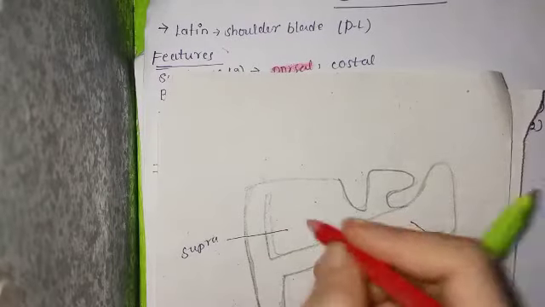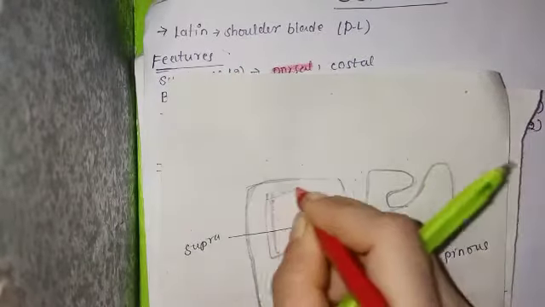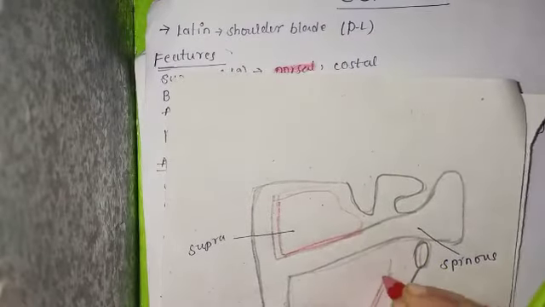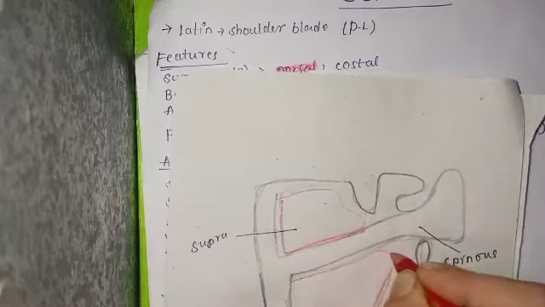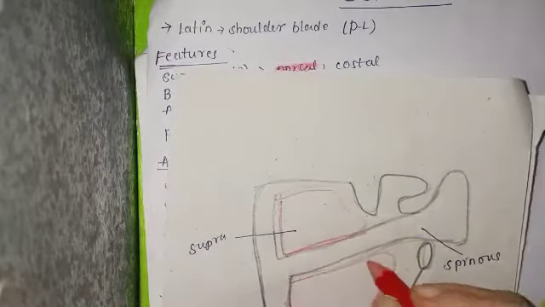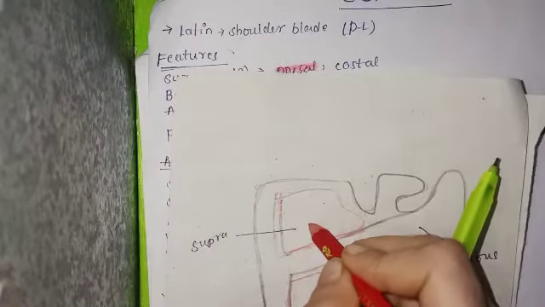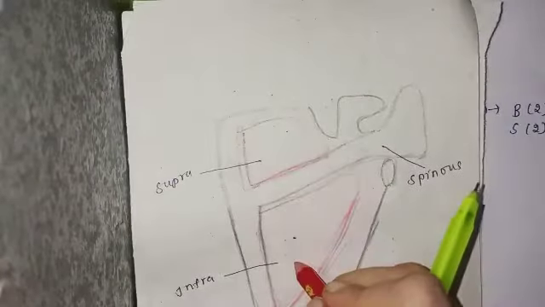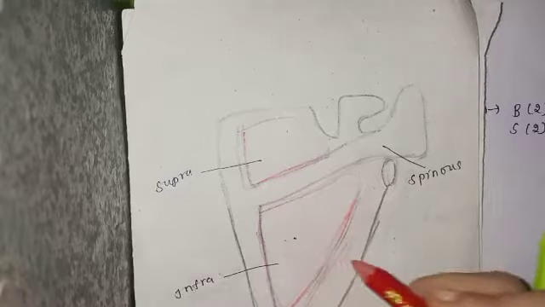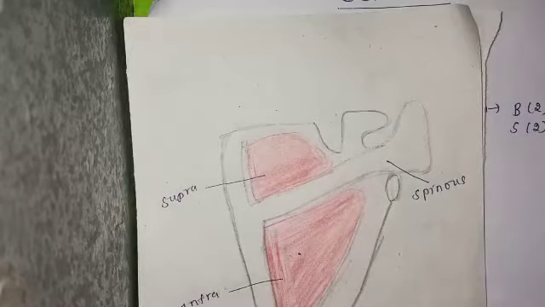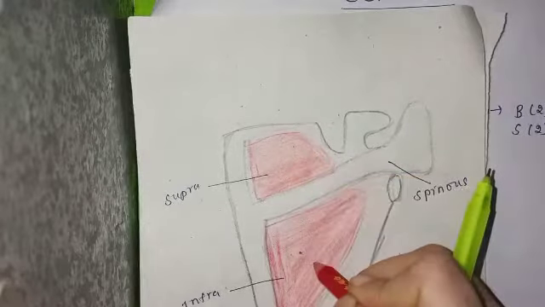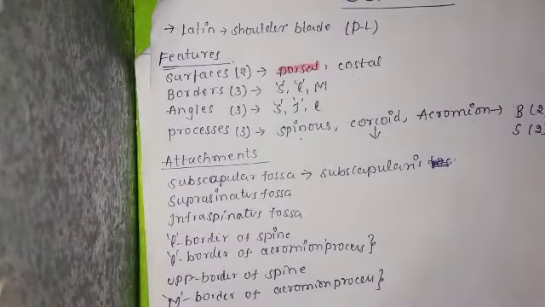What are those muscles? The origin of the supraspinatus and the origin of the infraspinatus muscle we can see in the dorsal surface of the scapula. At the supraspinatus fossa we can see the supraspinatus muscle. At the infraspinatus fossa we can see the origin of the infraspinatus muscle. So here the supraspinatus muscle and infraspinatus muscle take origin.